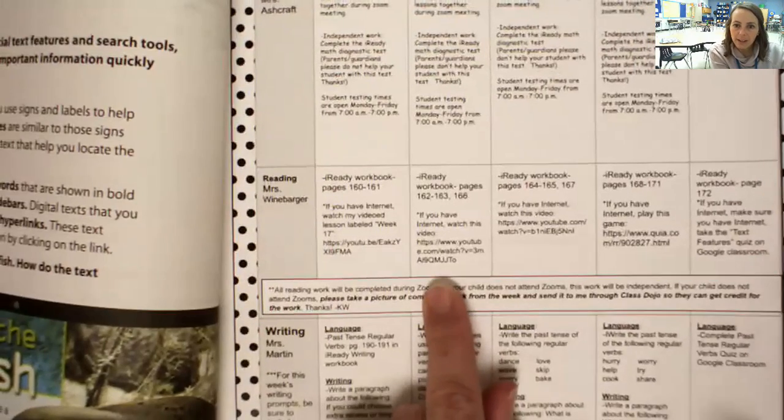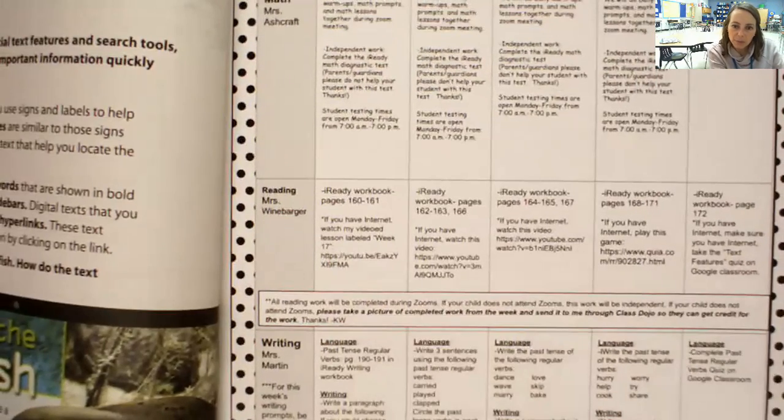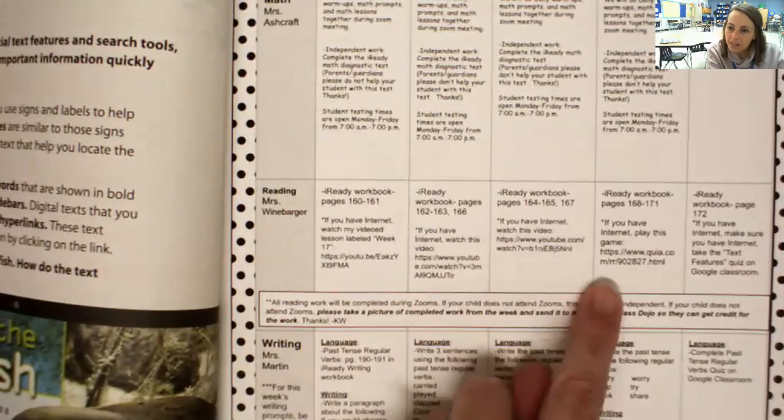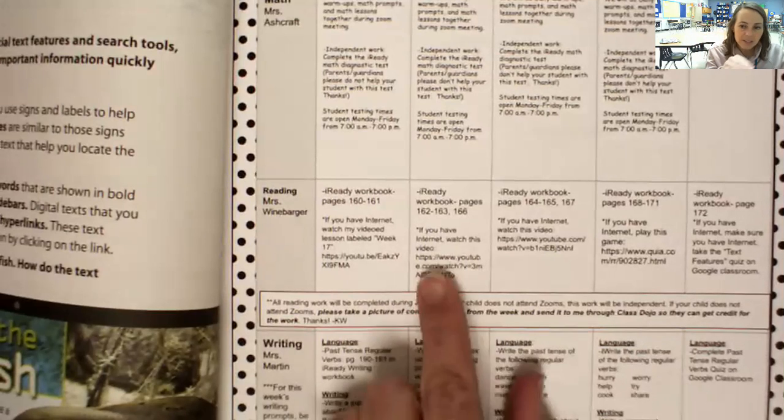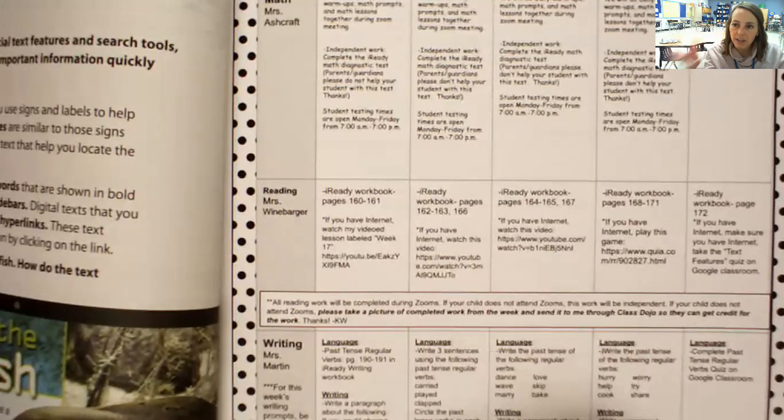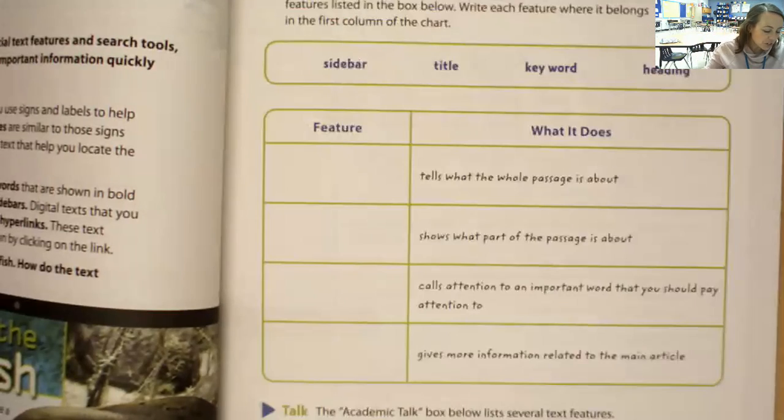On Tuesday, you have a couple of iReady workbook pages to work on, and then there's a video here. And guys, all of these videos are on Google Classroom, so you don't have to type in any of these. If you go to Google Classroom under classwork, this is week 17, there's links for all of these activities right there, okay? So let's look at your iReady pages for Tuesday.